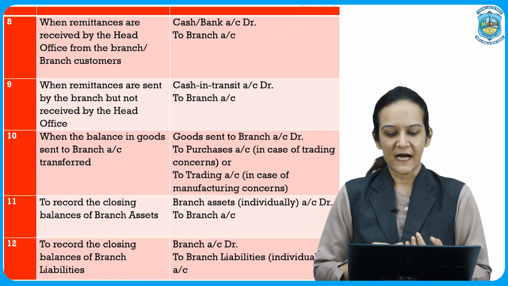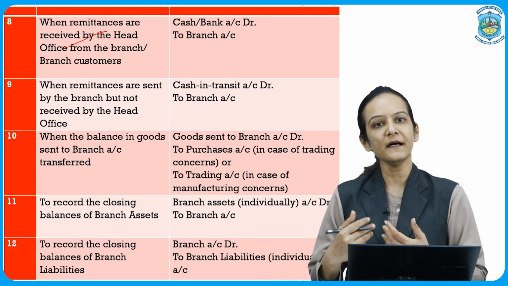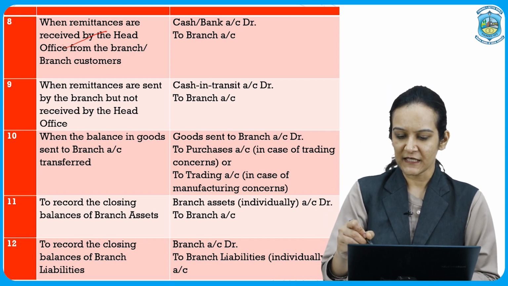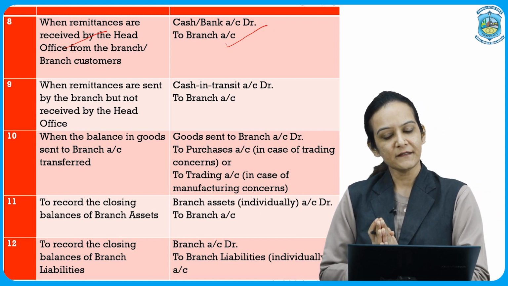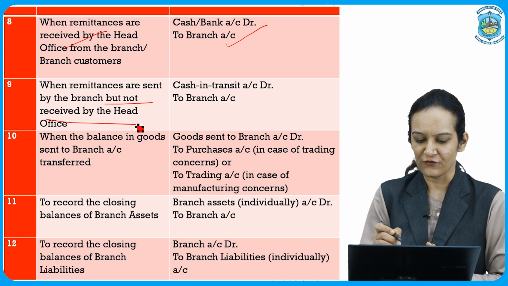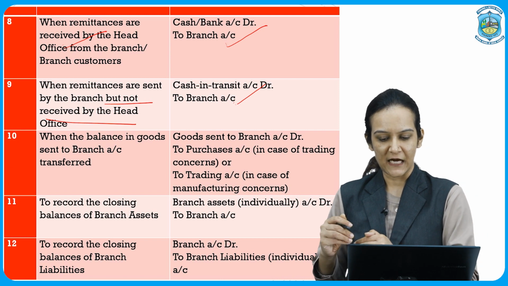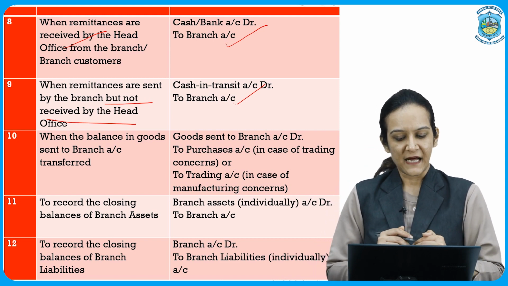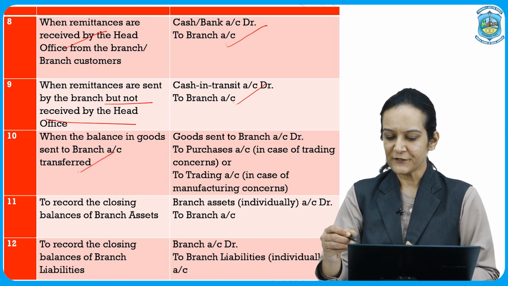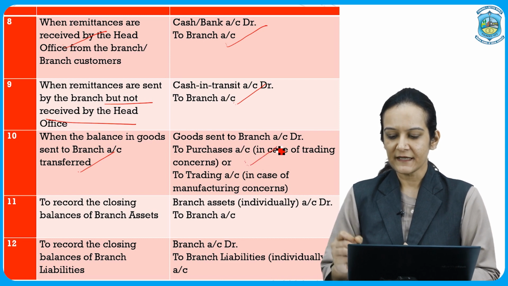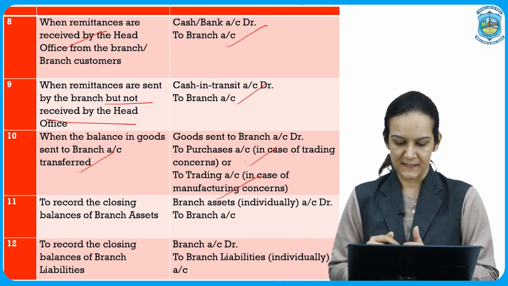Then when remittances are being received by the head office, sent from the branch or from the branch customers, the opposite entry is being passed, that is cash account or bank account debit to branch account. Then when these remittances are being sent by the branch but not received by the head office, again we assume that they are in transit, so we pass the entry as cash in transit account debit to branch account. When the balance in goods sent to branch account is transferred, the entry is goods sent to branch account debit to purchases account in case of trading concerns and to trading account in case of manufacturing concerns. This is to be understood.